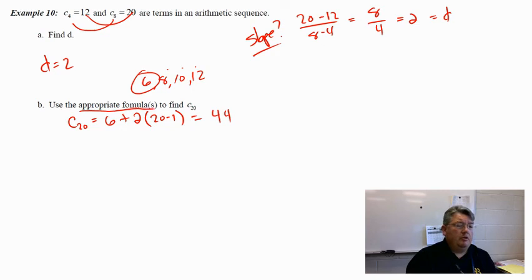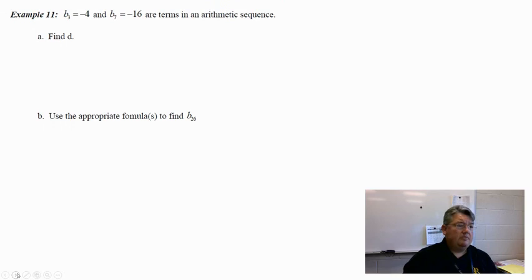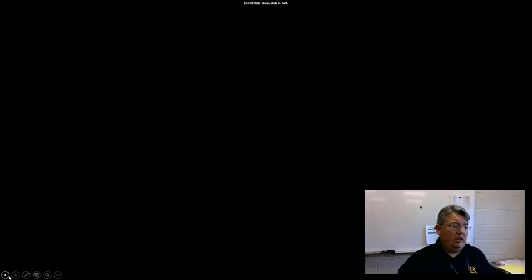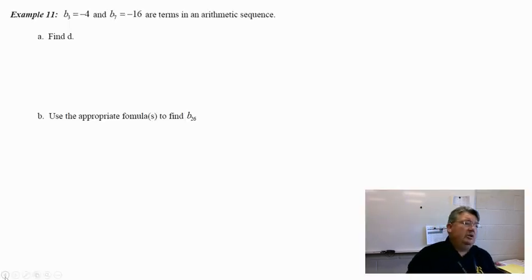Use an appropriate formula. Okay? You're going to see that as a phrase on tests. You need to make sure you know the formulas, because if you don't know them, you can't use them and you won't get points. Okay? Guys, that's almost it for arithmetic. I got one more thing for you, and then we're going to be good.